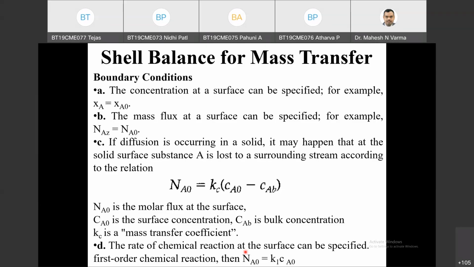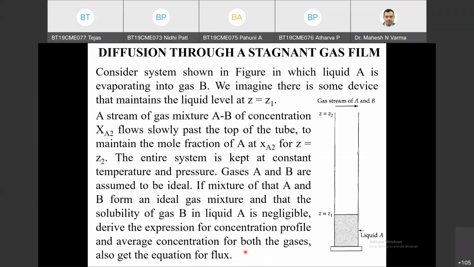Now take down this problem. Read the problem carefully, and use all the fundamentals which we have discussed in momentum transfer, mass transfer, everywhere, and just see whether you have enough data to get the concentration profile and everything. So read the problem carefully, try to first of all get the information, and we will be solving this.